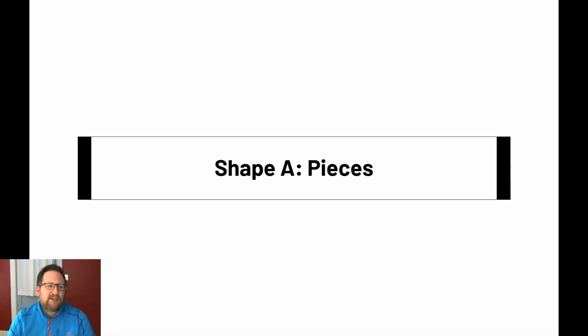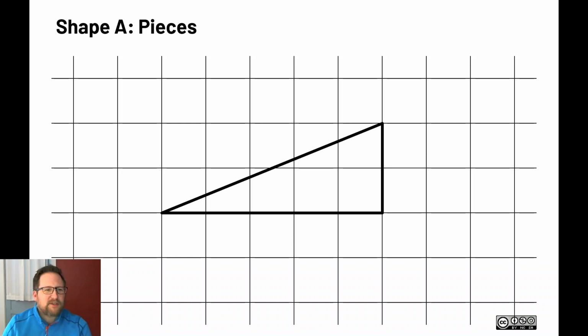I'm going to look at shape A and show three different strategies that are common for how to think about the area of this shape, and then we'll do one other shape with one of these strategies. So shape A was a triangle, it looked like this. And we're going to try to figure out the area of this shape.